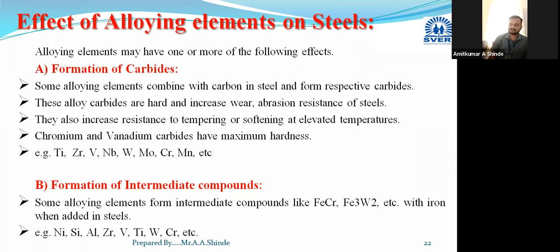Already we have discussed this in the classification of alloying elements. If it is a carbide forming element, then it will certainly result in the formation of respective carbides. Whenever carbide forming alloying elements are added, they will combine with the carbon present in the steel and form the respective carbides. Now the question arises, what is the effect of this formation of carbide on the properties of that steel?